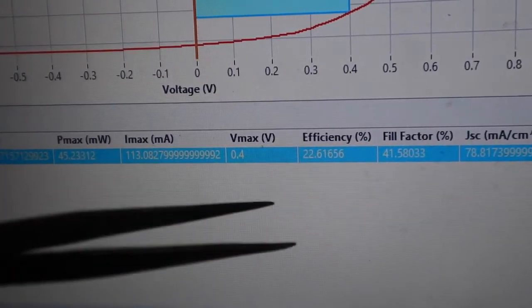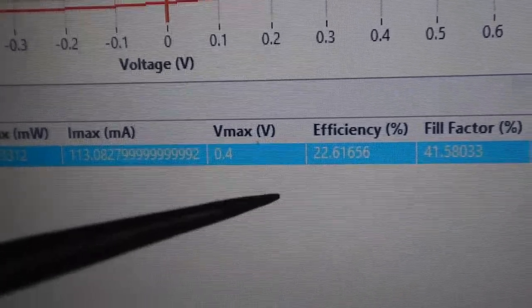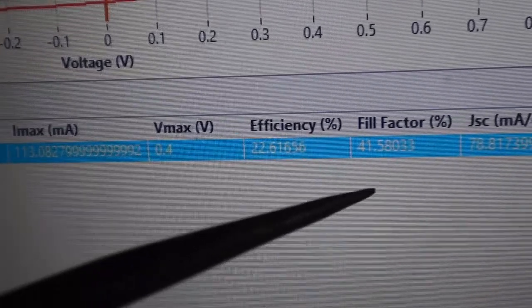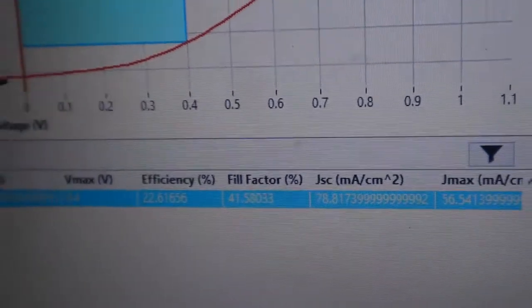the person, please focus the efficiency part more clearly, so that the people can visualize that 22.6%, and the fill factor is 41%, right?